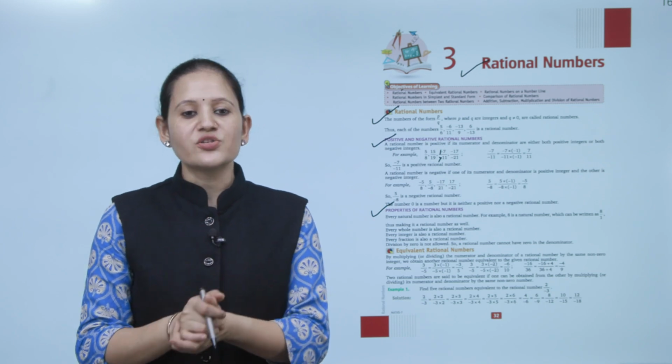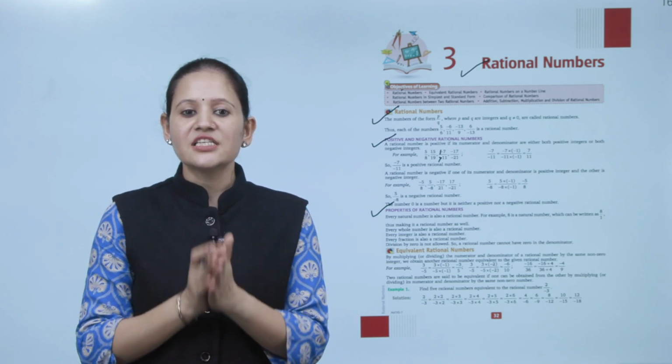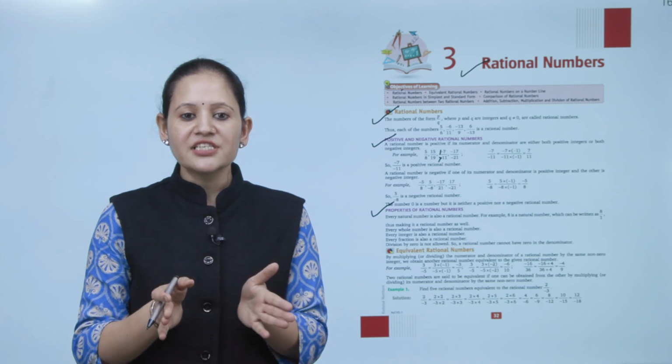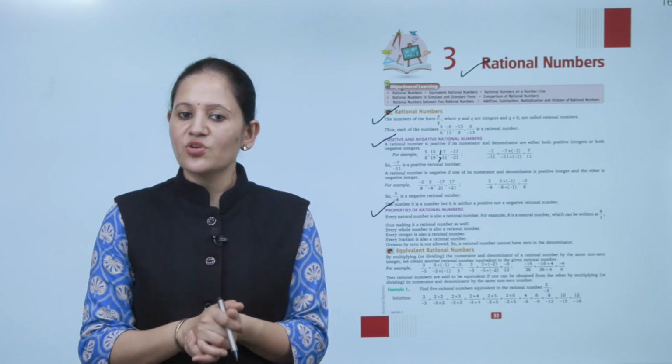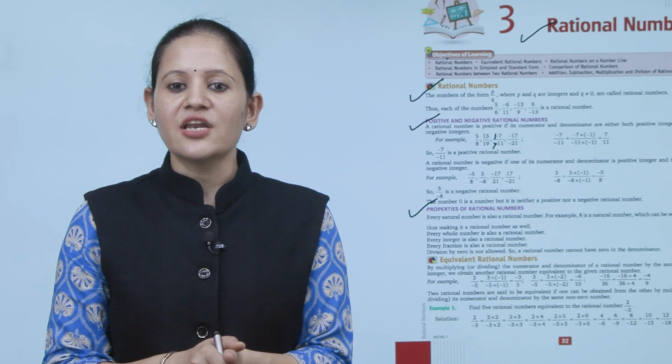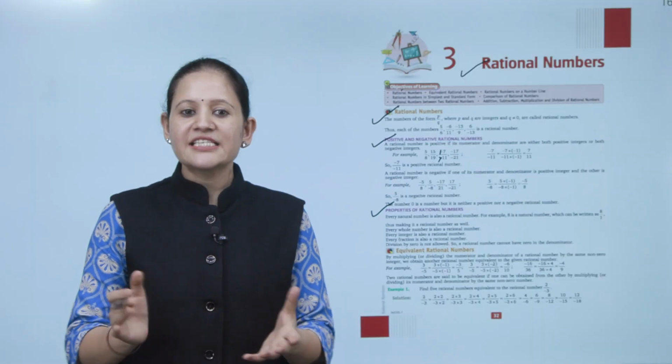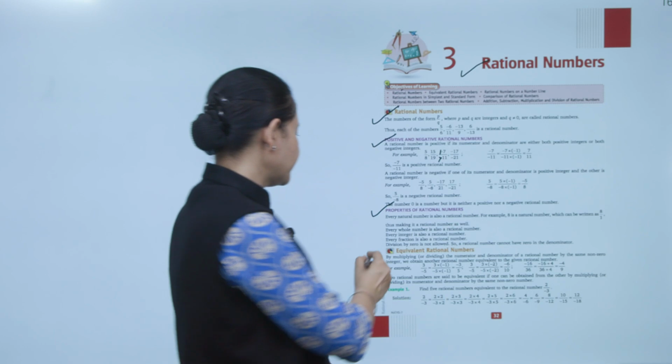Every whole number is also a rational number. Every integer is also a rational number. Every fraction is also a rational number. Division by 0 is not allowed. So a rational number cannot have 0 in the denominator. Next is equivalent rational numbers.